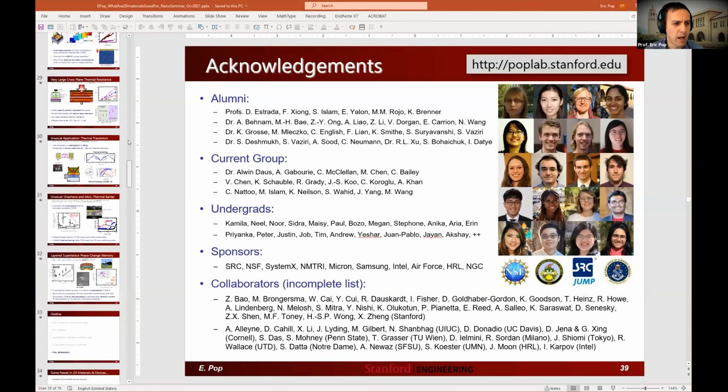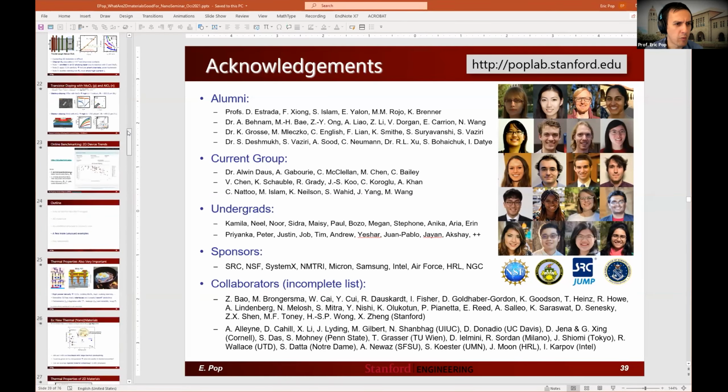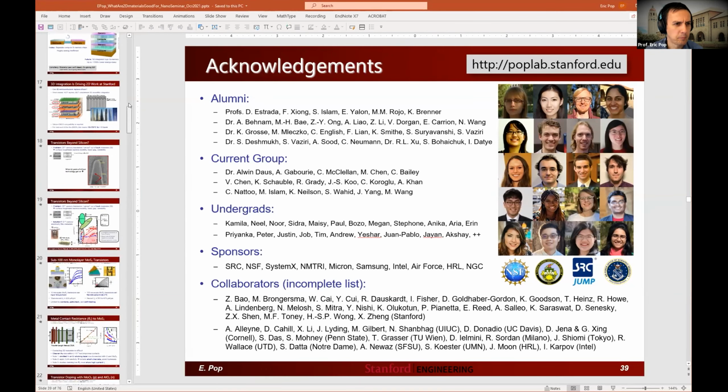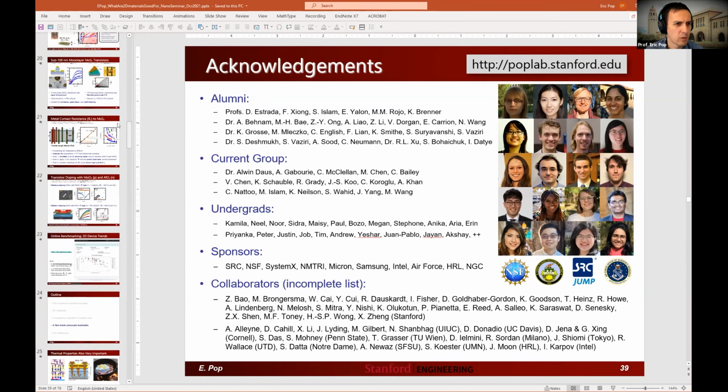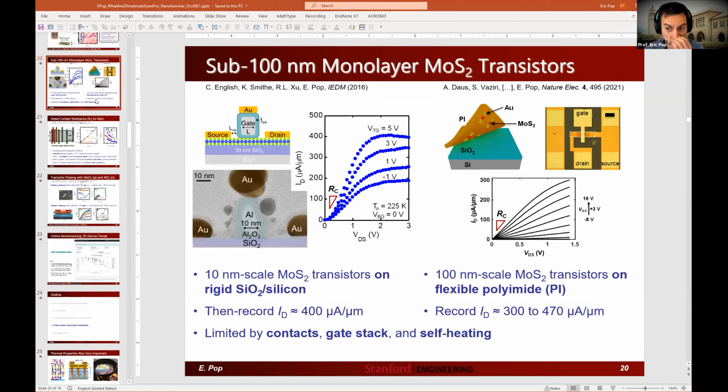Oh, we lost the screen sharing. Can I go back into screen sharing? I think I'll try to go back into screen sharing because I want to show something. I'll just go back to one of my transistor slides. Which one's my transistor slide? Where is it? This one, slide number 20.